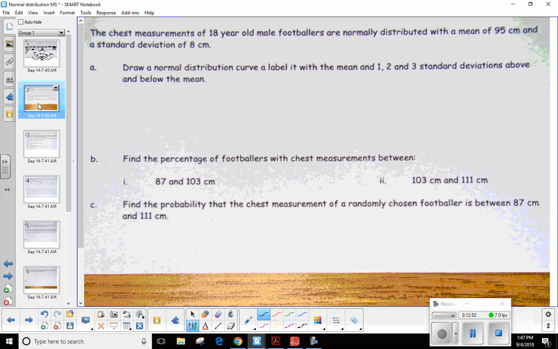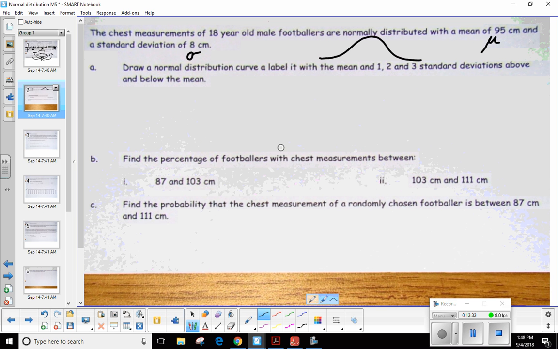Okay. So let's take a look at a problem here. So here's how a normal question could potentially be asked of you. It says, the chest measurements of 18-year-old male footballers are normally distributed. So normally distributed, that means you've got that bell curve graph we were just talking about. With a mean of 95, so here's my mu, and a standard deviation of 8 centimeters. Okay, so it says draw a normal distribution curve and label it with a mean and 1, 2, and 3 standard deviations above and below the mean.